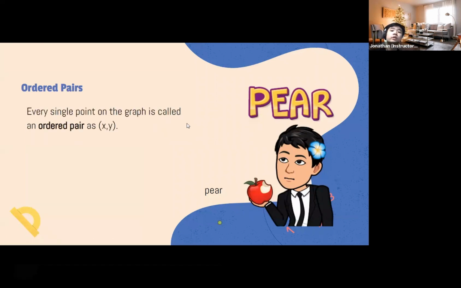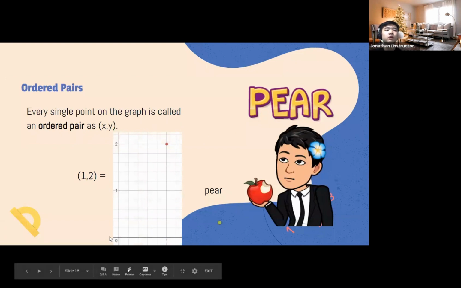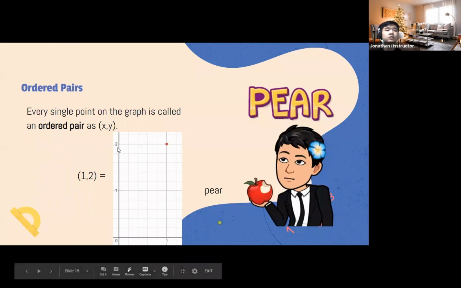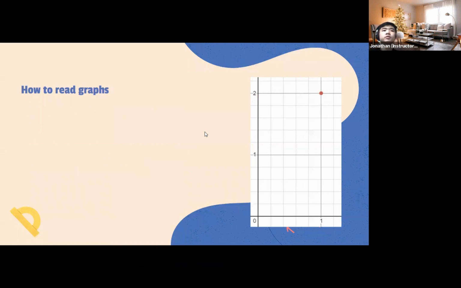So every single point on the graph is called an ordered pair. First the x, then the y. For instance, 1, 2. So we look at the x-axis. This is the point 0, 0 right here. So if x is 1, we go on the x-axis to 1 right here. And then y is 2, so we go up twice. So the point 1, 2 will be right here because the x is 1, the y is 2.